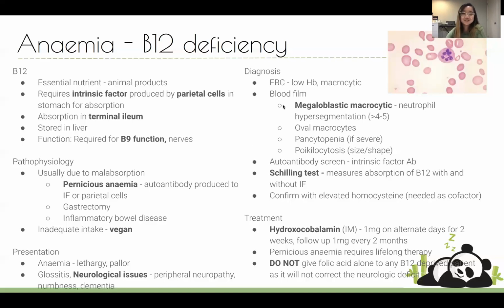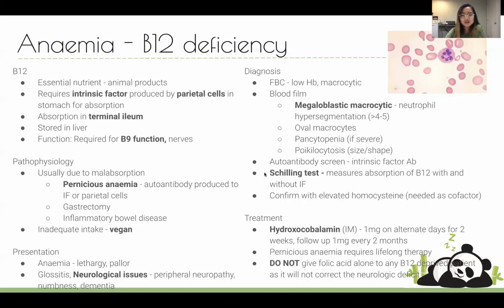Diagnosis is as usual. So FBC, or full blood count, or FBE, will show your normal anemic changes, low hemoglobin, and it'll be macrocytic. It's megaloblastic, so neutrophil hypersegmentation, which just means many nuclei, so more than 4 or 5. You can get oval macrocytes, pancytopenia if severe, etc.